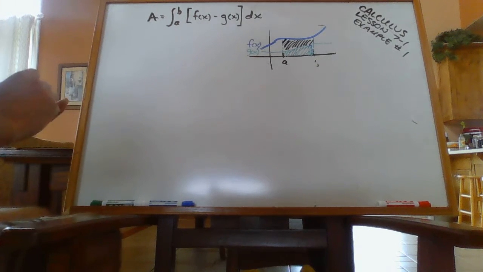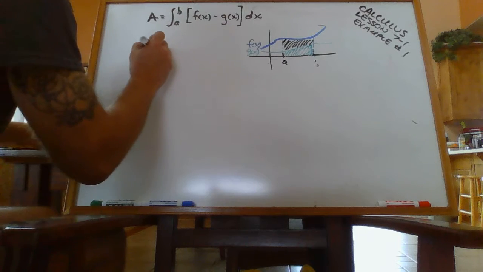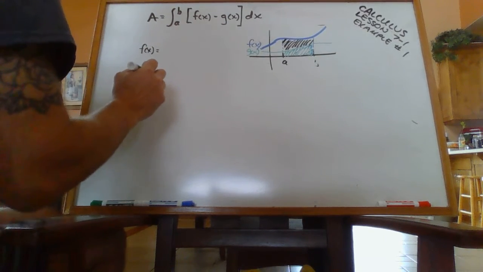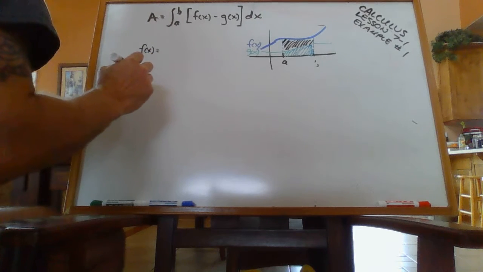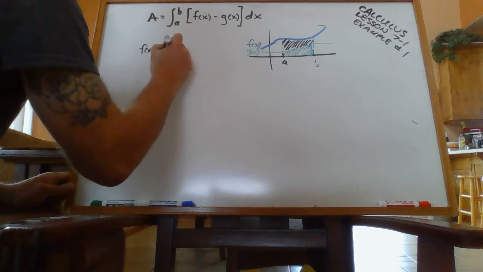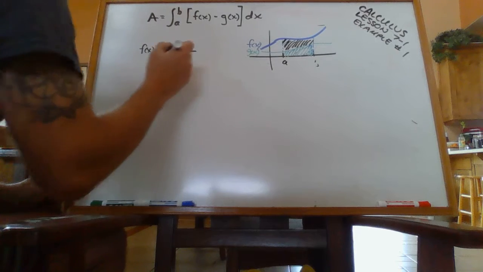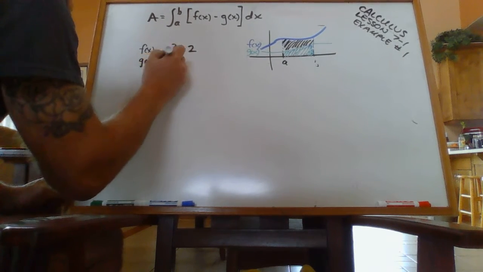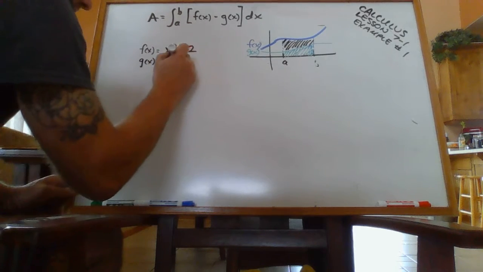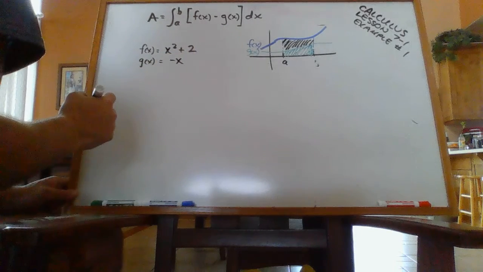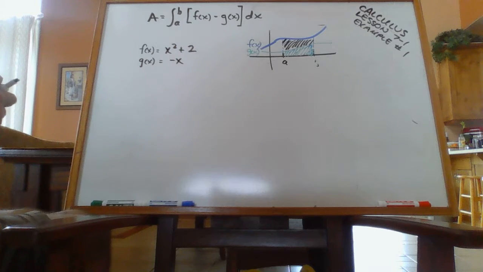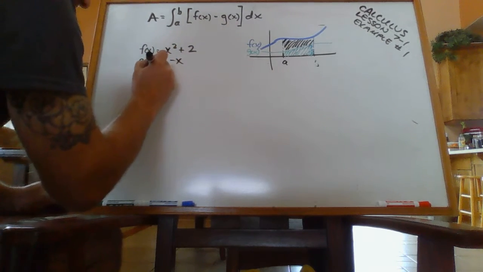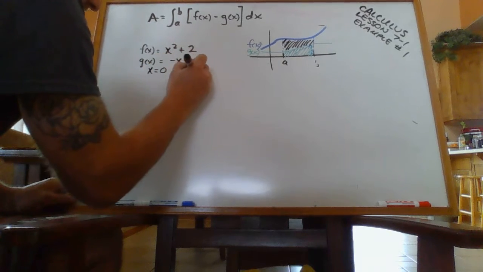So let's say that we had f of x was x squared plus 2, and g of x was negative x. And we wanted to know the area of the region bounded by these two curves and x equals 0 and x equals 1.